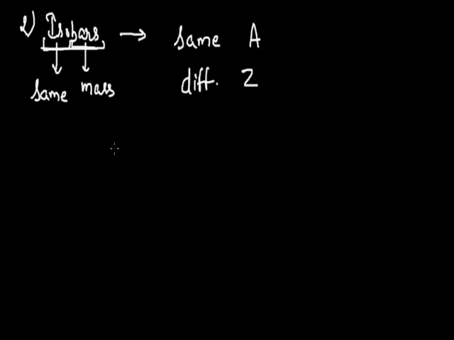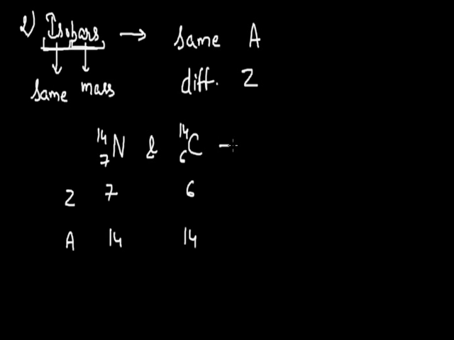Such as if I take the atom of nitrogen, that can be represented by nitrogen 7, 14, and if I take the radioactive isotope of carbon, that is C 6, 14. So in this pair, if I talk about the atomic number, atomic number for nitrogen is 7, while the atomic number for carbon is 6. If I talk about the mass number, mass number of nitrogen as well as for carbon, the value is 14, and since they are going to follow the definition of isobars, so I can say that this pair is an example of isobaric pair.